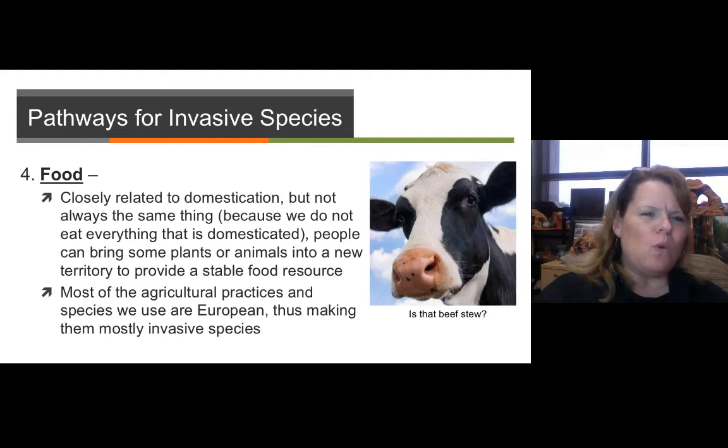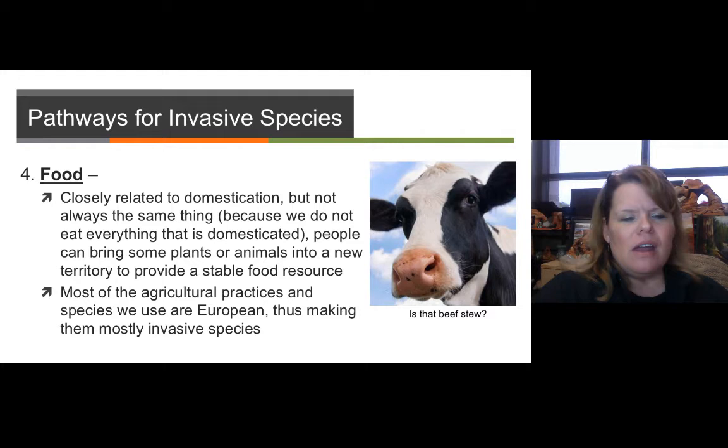The fourth way that we can have a pathway for invasive species is through food. Closely related to domestication, but not always the same thing, because we do not eat everything that is domesticated. People can bring some plants and animals to a new territory to provide a stable food resource. Most of the agricultural practices and species we use are European, thus making most of our food sources invasive species. So, looking at the cow over there, is that beef stew? If you know what kind of cow that is, you can answer the question.